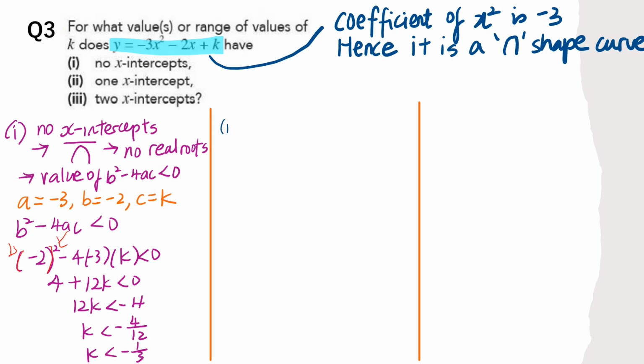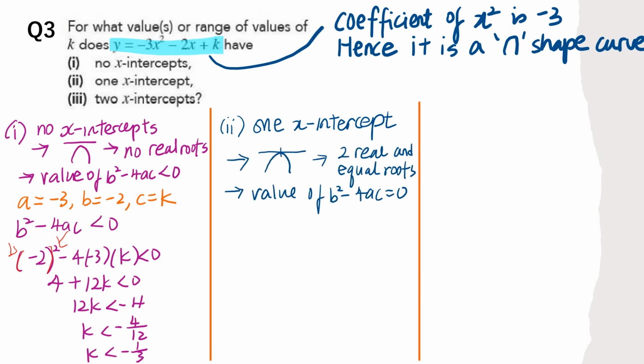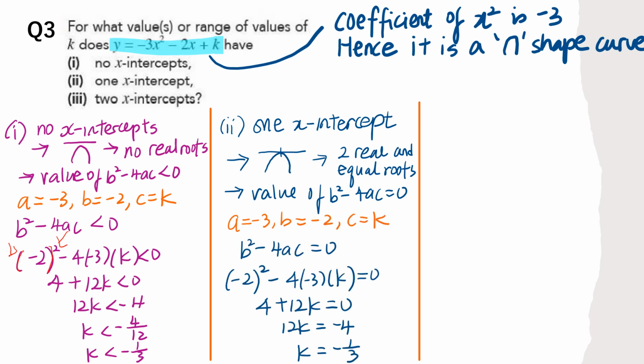So how about for the second part? For 1 x-intercept, how would the position of the curve look? Yes, if it's 1 x-intercept, it means the curve will touch the x-axis at one point. So it will have two real and equal roots. Therefore, the value of b squared minus 4ac will be equal to 0. Likewise, write down the values for a, b, and c, substitute into your b squared minus 4ac, equate it to 0, and you will get k equals negative 1/3.